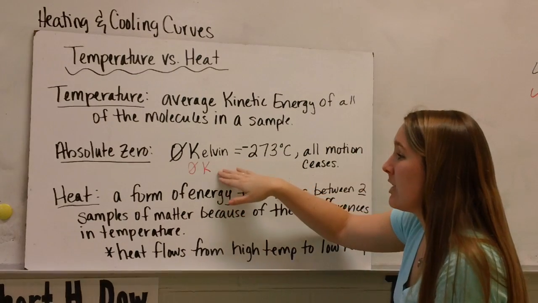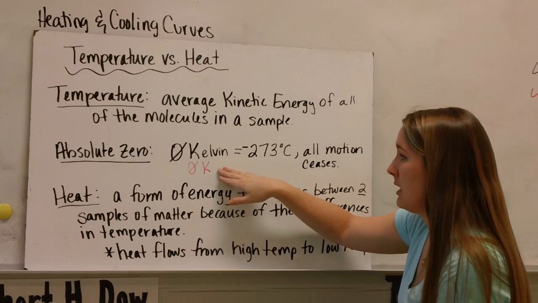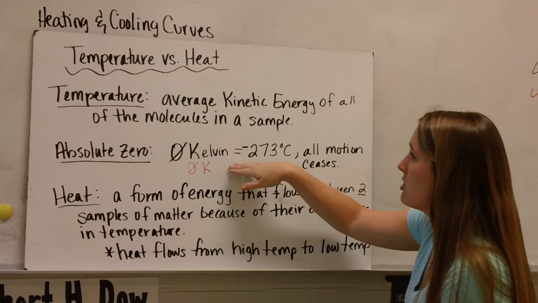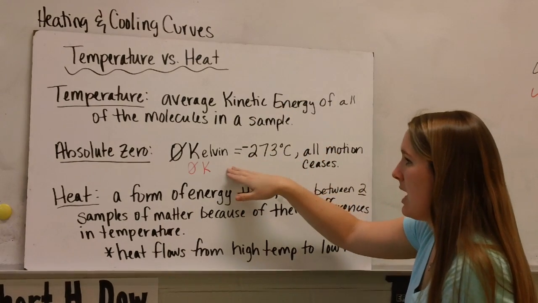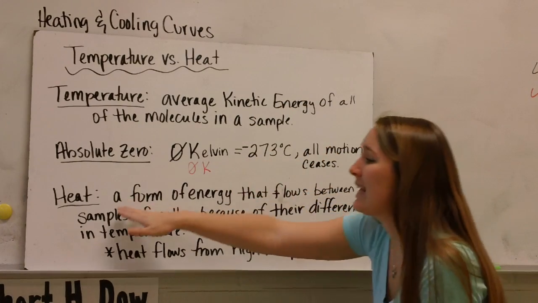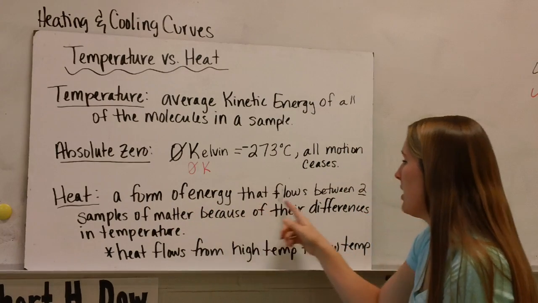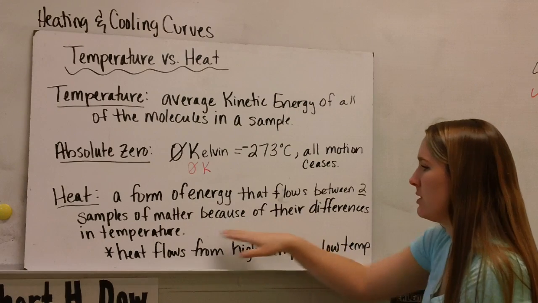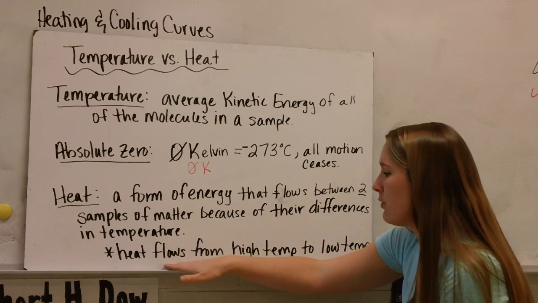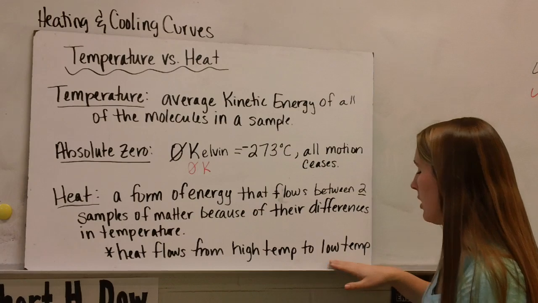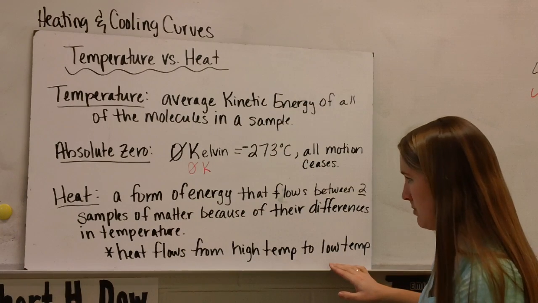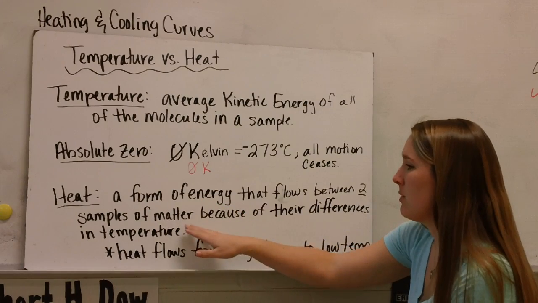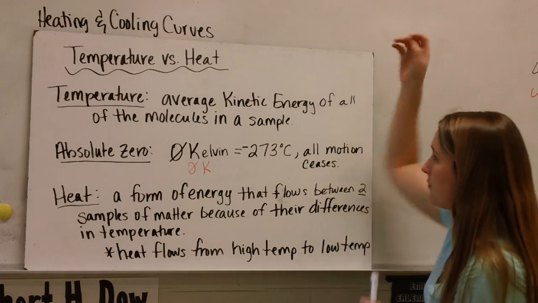Now, because 0 Kelvin is a temperature reading, and anything above that, our molecules start moving, that is how we have the relationship between kinetic energy and temperature. Heat is the form of energy that flows between two samples of matter because of their differences in temperature. So our heat flows from hot to cold, or high temperatures to low temperatures. And that is the form of energy moving between two different samples.